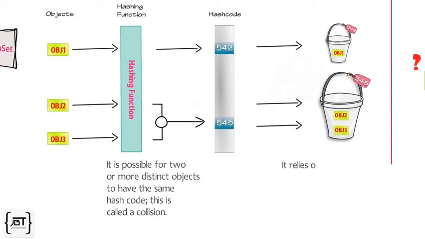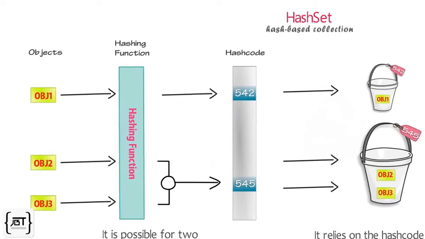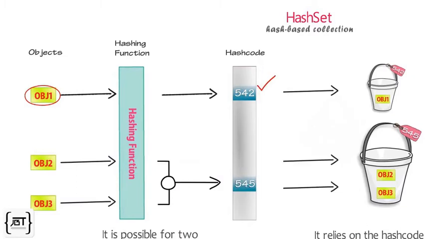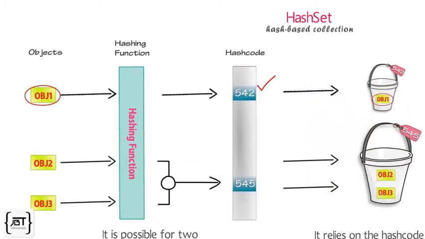It relies on the hash code of the object and puts the object in a bucket marked with the hash code. Now let's see why this is efficient. When we want to find an object in a hash set, it uses the hash code of the object as a kind of label to the bucket where it stored the object. So, it can find the object much more quickly. It does not need to search the set sequentially.